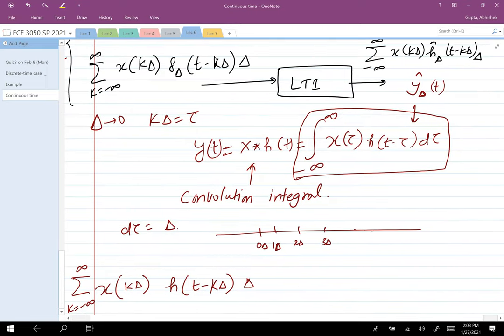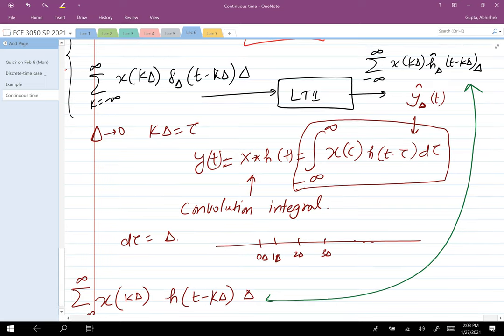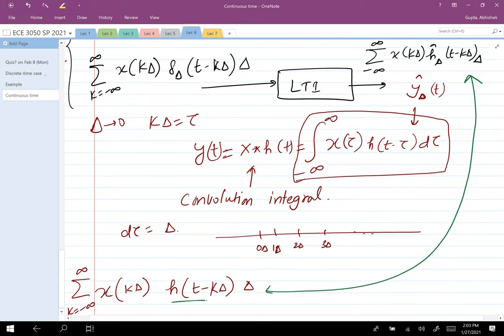And if you look at this summation, it's exactly the same except that h is replaced with h hat delta. And there isn't much difference between h of t minus k delta and h hat delta of t minus k delta, because these both are impulse responses. And assuming that the impulse response is continuous, the two values are going to be very, very close to each other. So that green arrow is stating that h of t minus k delta times delta is equal to h hat delta times delta. Yes, there's also a delta here. Okay, I see what you're saying.